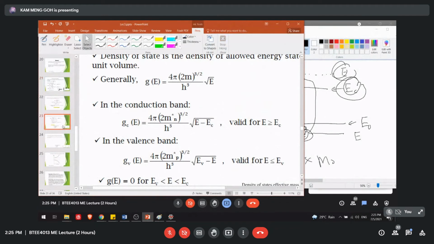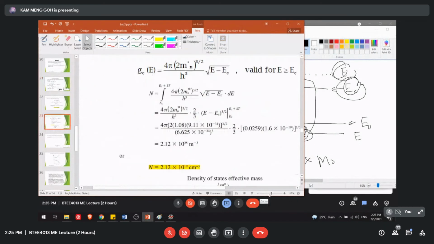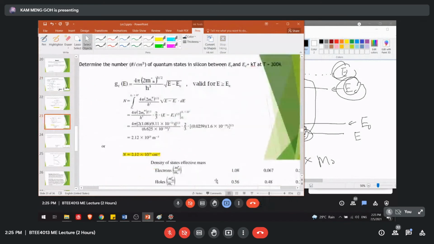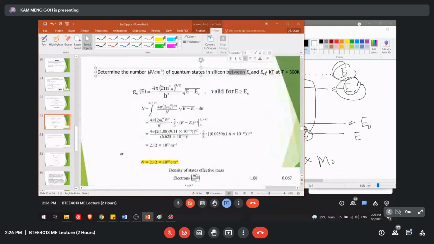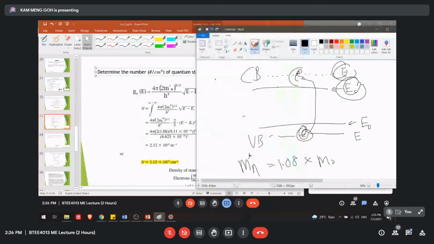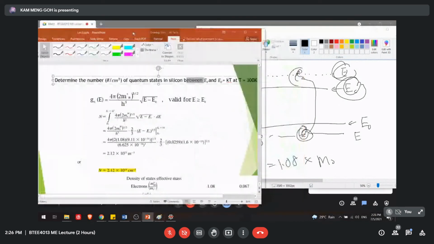Imagine if we had this question: determine the number of quantum states in silicon between EC and EC plus kT. Okay, in this case, we are going to use the electron, because this is the electron one. And then we can see that this is EC and EC plus kT. Okay, how are we going to do this? So let's see.